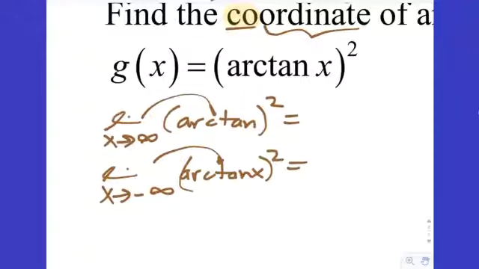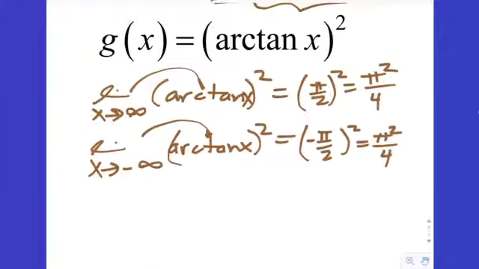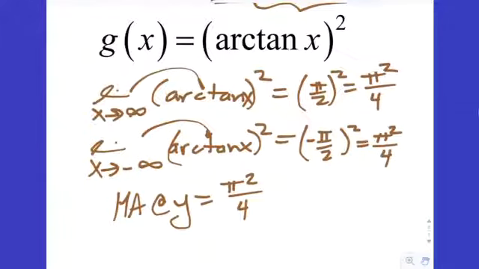So what's the limit as x goes to infinity of arctangent of x? I guess I forgot the x there. Pi halves. And then you square the result, so you get pi squared fourths. And on this one, the limit as x goes to negative infinity of arctangent is negative pi halves quantity squared, which turns into pi squared fourths again. And so this graph would have a single horizontal asymptote at y equals pi squared fourths.